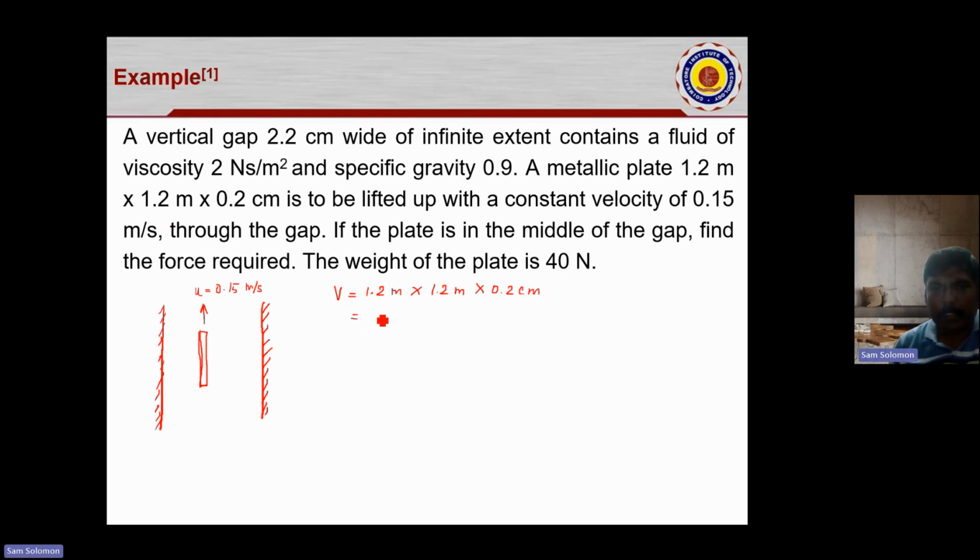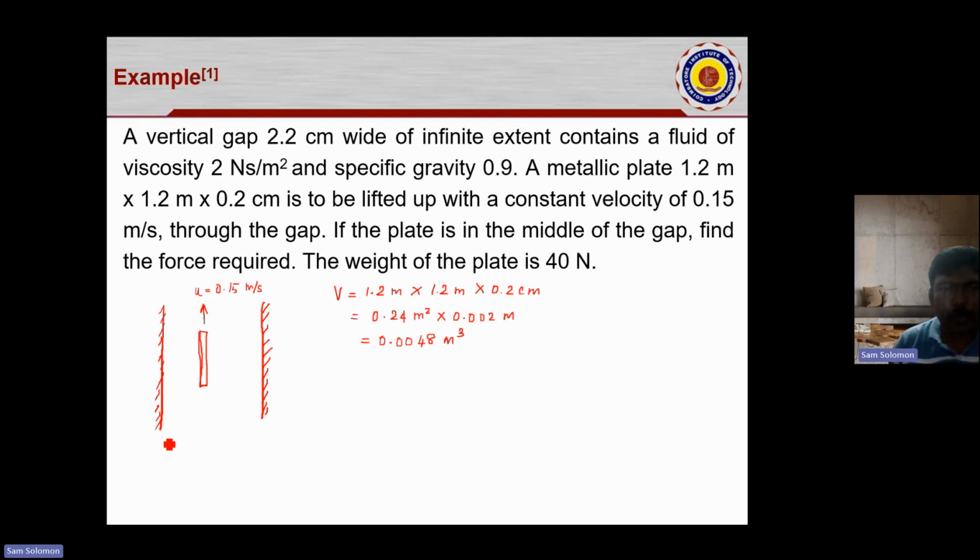So that makes it 0.24 meters squared multiplied by 0.002 meter. So that would be 0.0048 meter cube, I believe. So this gives you the volume of the plate, which is represented by V.